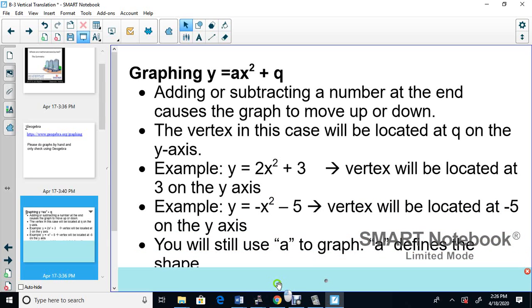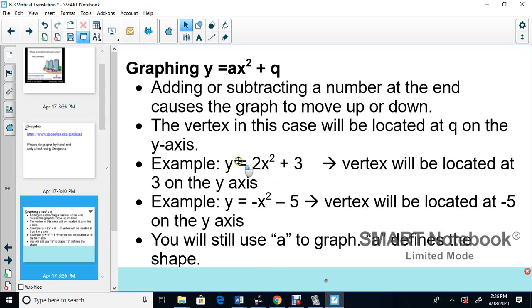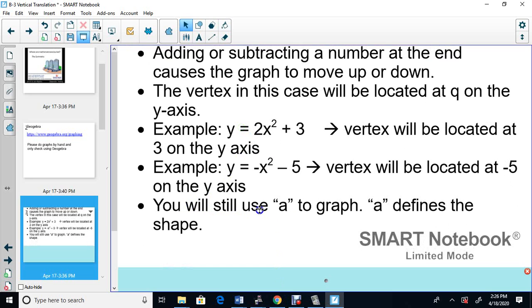You will still use the a as before. So just like before, you'll still use a to graph. A defines the shape. A is the shape of the graph.